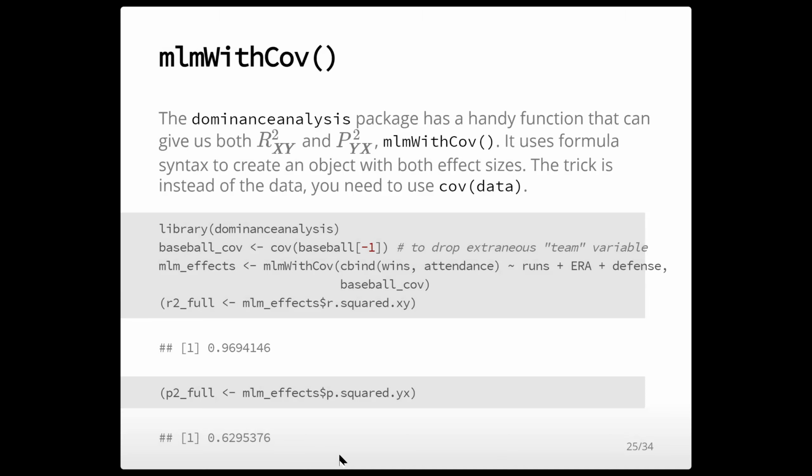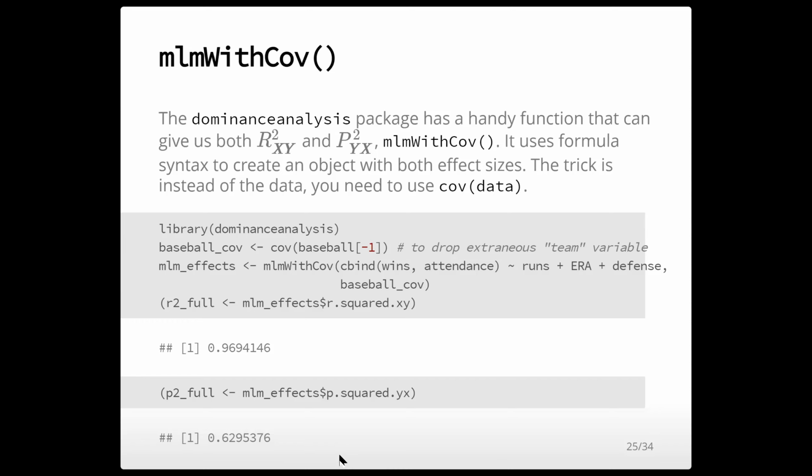So the dominance analysis package has a function that can get us both r squared and p squared. It's called MLM with cove. It uses formula syntax, and it creates an object with both effect sizes. The only kind of funny thing about it is that instead of using the data, you actually have to use the covariance of the data. So unlike when we did the canonical correlation analysis, where we couldn't do it with a covariance matrix, we had to do it with the original data. Here we have to do it with the covariance matrix.